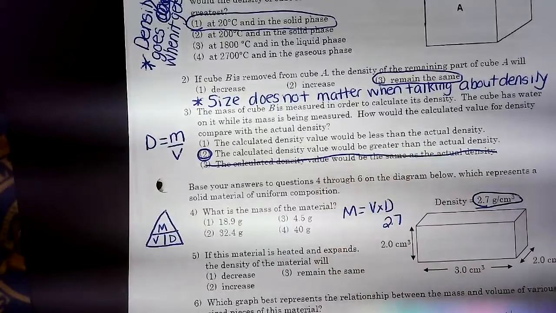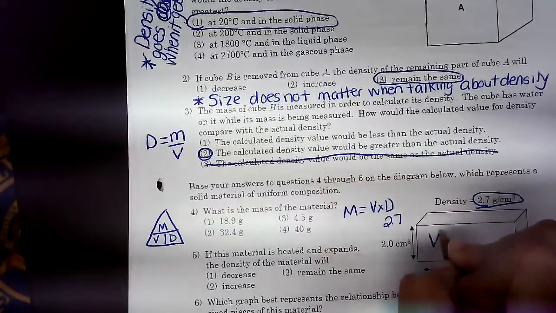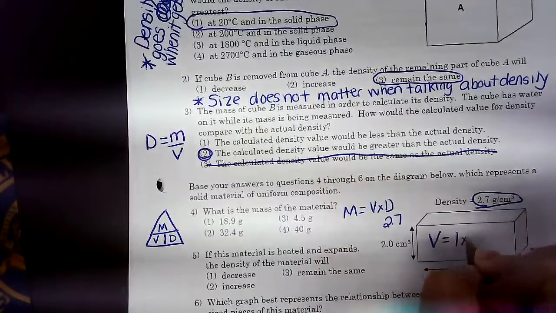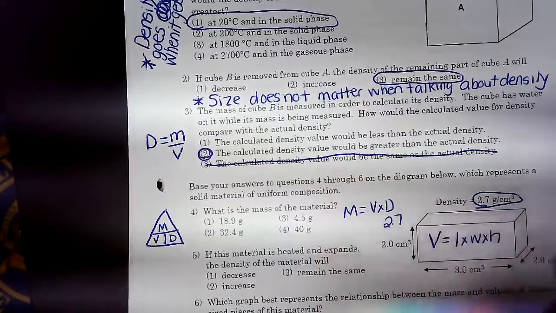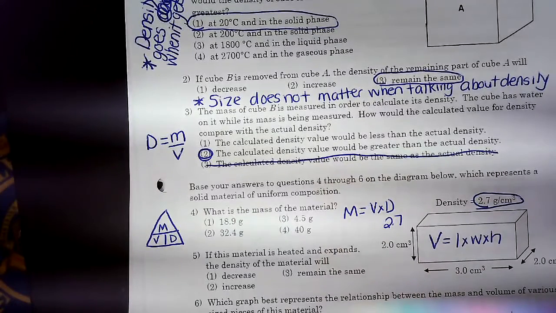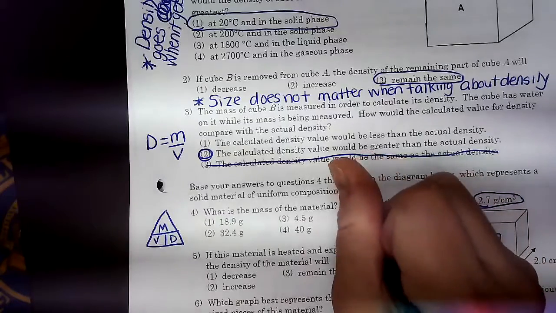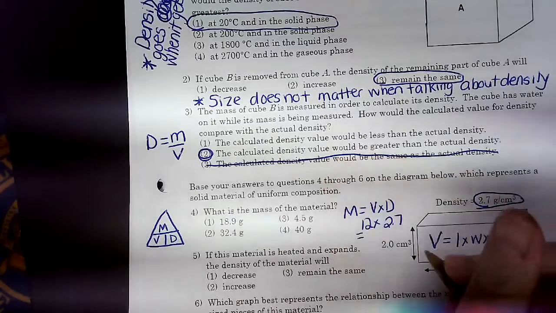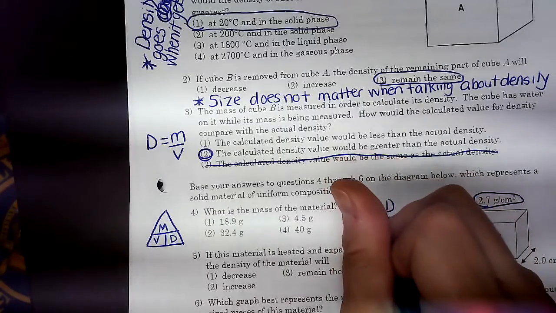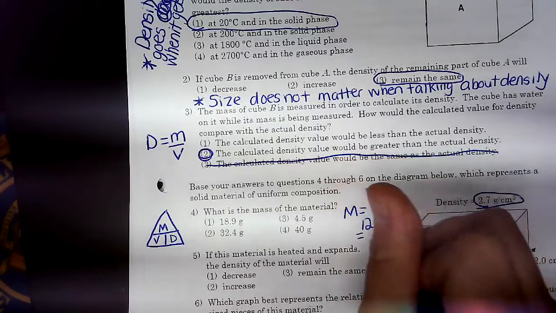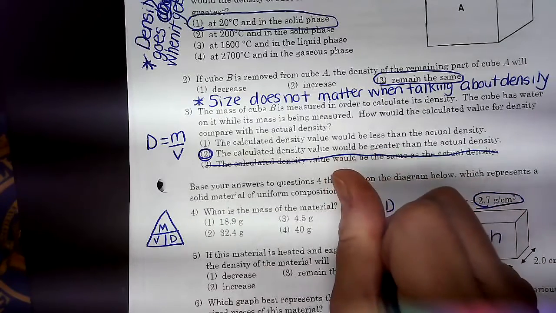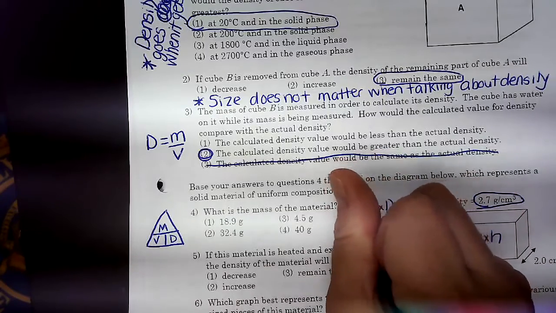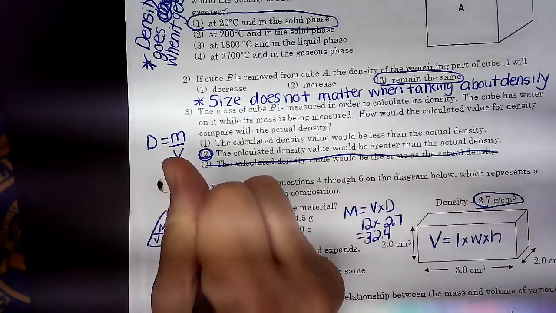They give you the density of 2.7, but we still need to find the V here. If they give us these measurements, how do we find volume? Yep, so you might want to put that here. Volume equals length times width times height. So we take, and don't add them, multiply. 2 times 3 is 6, times 2 is 12. So 12 times 2.7 should give you 32.4. Answer 2.